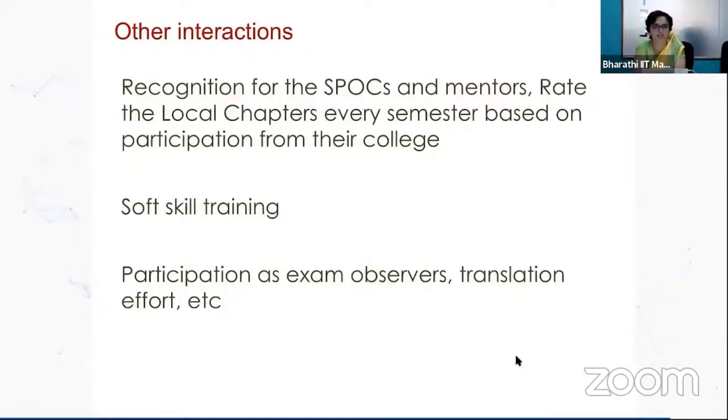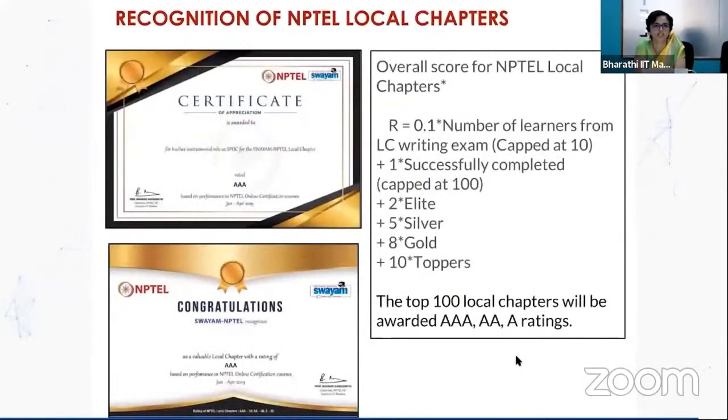Other interactions with local chapter people, we do soft skill training, like I already spoke about it. We take help of people here to go to exam centers as our representatives. Faculty can help in translation efforts. And yes, like I said, we rate it and we give recognition to the SPOC and the college also every semester. So these are certificates that we give them based on the formula that we have, to the college and the SPOC.